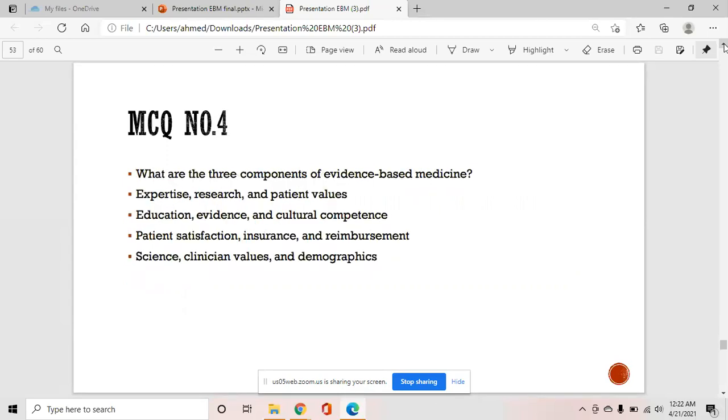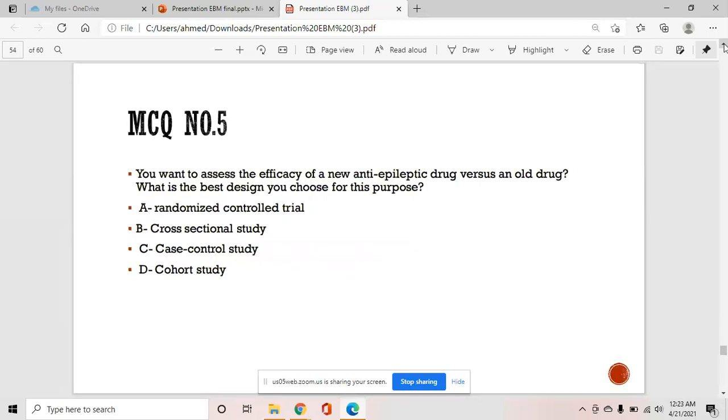What are the three components of evidence-based medicine? A, expertise, research, and patient values; B, education, evidence, and cultural competence; C, patient satisfaction, insurance, and reimbursement; D, science. A is the right answer. Expertise, research, and patient values are the main components.